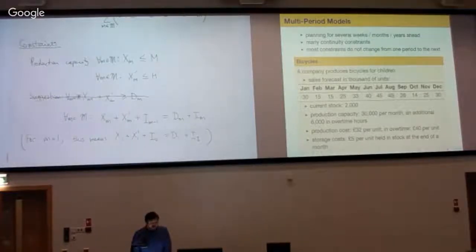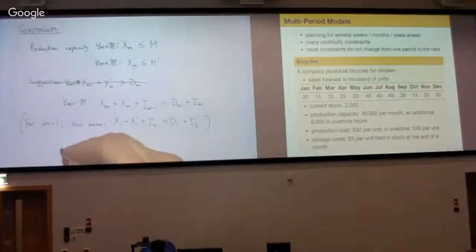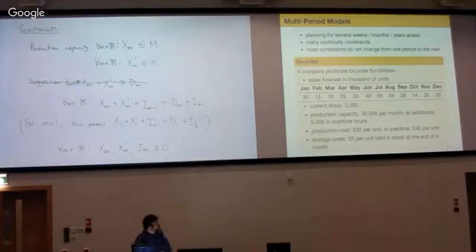Any other constraints? The usual ones. The nonnegativity: Xn, and In should be greater than or equal to 0.